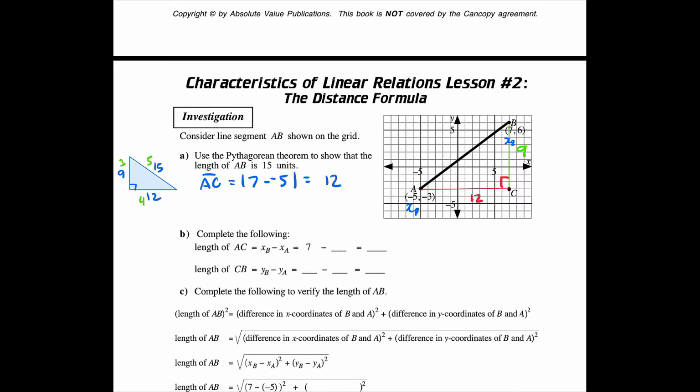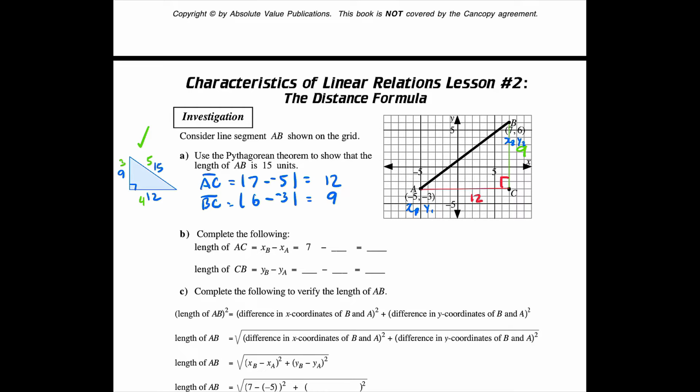And then on the other side, the length BC, the line segment BC, is going to equal the absolute value of y2, which is 6, minus y1, which is -3, and that equals 9. So following the principles of the perfect triangle at 3, 4, 5, which has the similar ratios of 9, 12, 15, we've sort of proven that this is true right here.